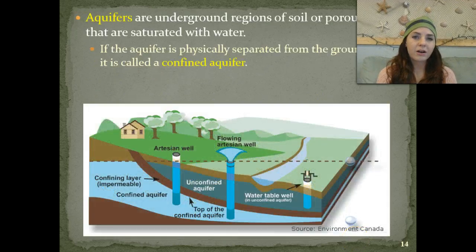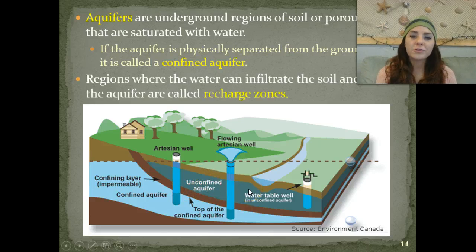So aquifers are underground regions of soil or very porous rock that are saturated with water. If the aquifer is physically separated from the groundwater, it's called a confined aquifer. So right here, we have our confining layer and our confined aquifer. If it's not separated, we have an unconfined aquifer. Regions where the water can infiltrate the soil and reach the aquifer are called the recharge zones.